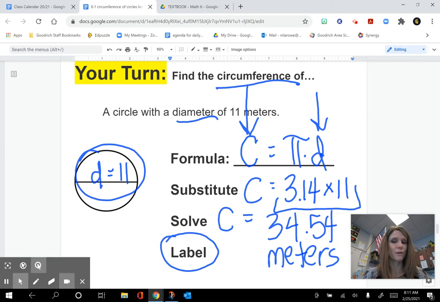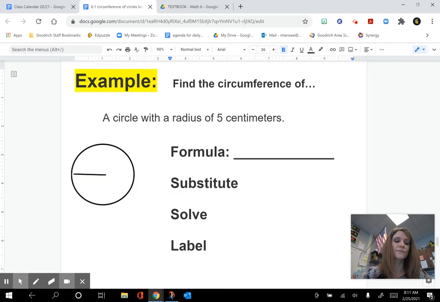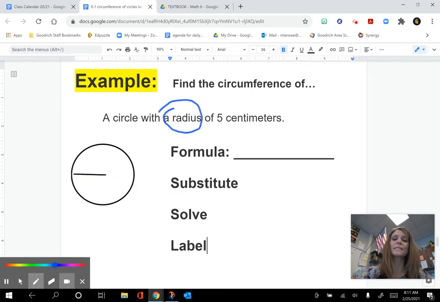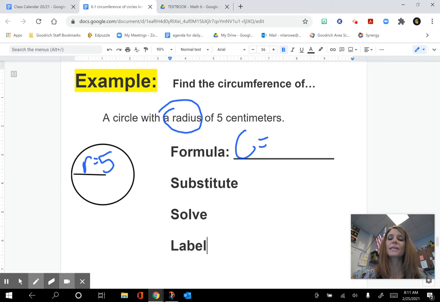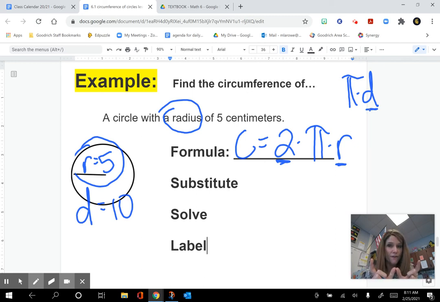How'd you do? Did you choose the right formula? So my next example here involves a circle, but this time I know the radius value. So this radius value is 5. So the formula I'm going to use is 2 times pi times r. My other option is to use the pi times diameter formula, but double my radius and make it a 10. Because that's really what the 2 times the r is doing. It's getting this diameter. If one radius value is 5 and another radius value is another 5, then the total diameter across the circle is really a 10.